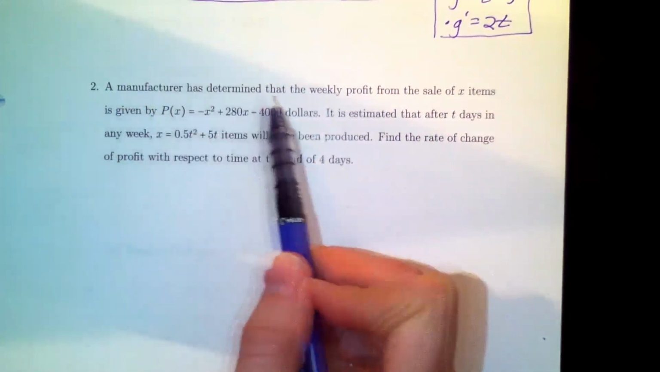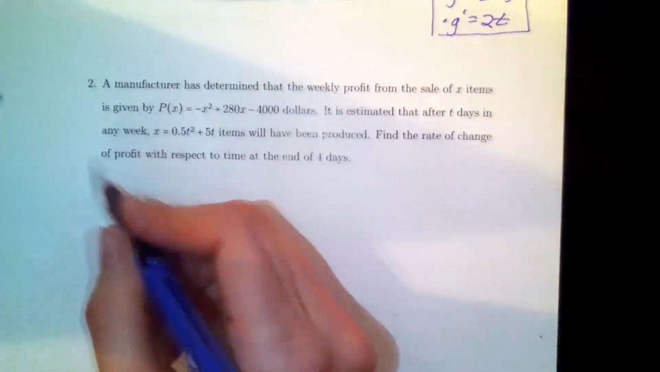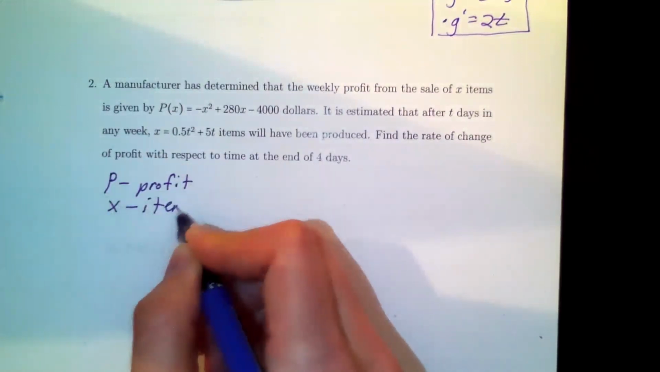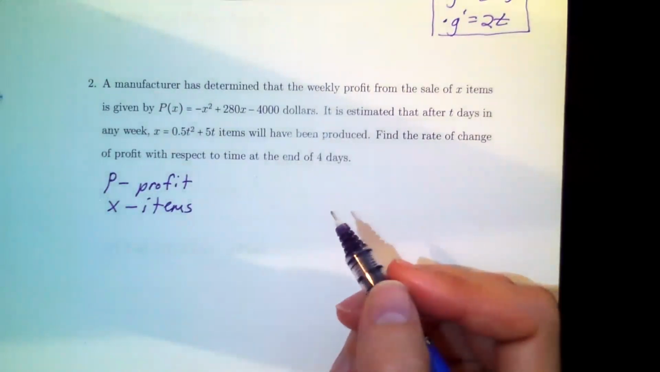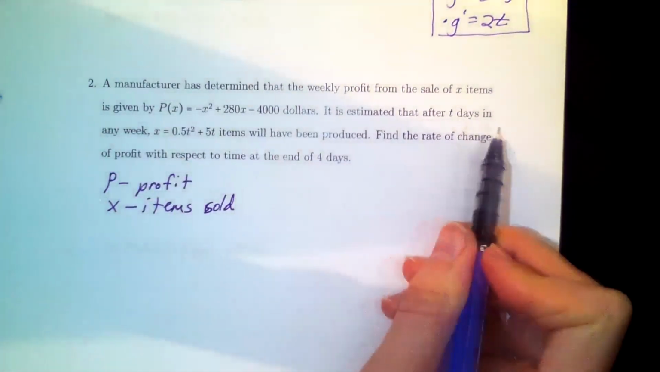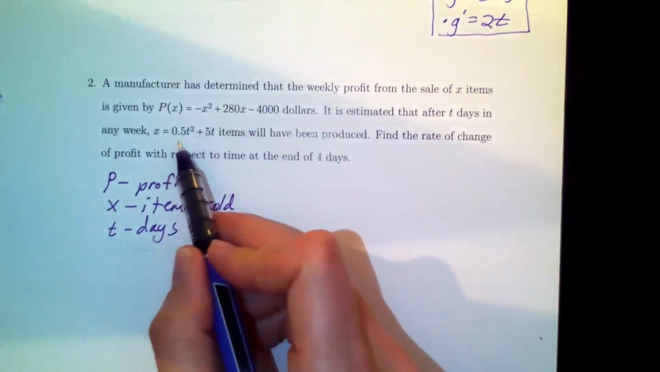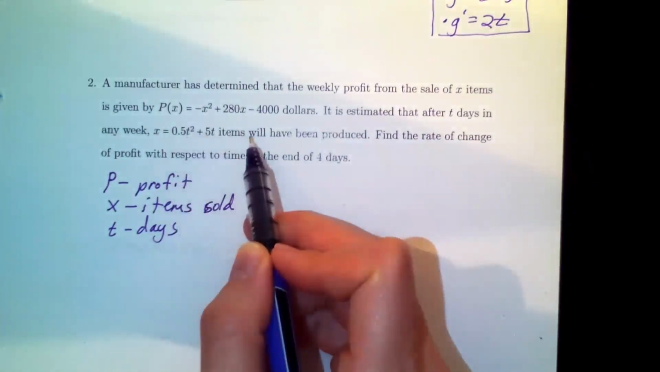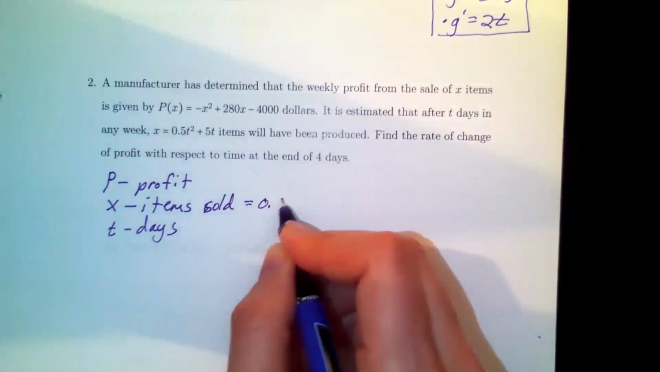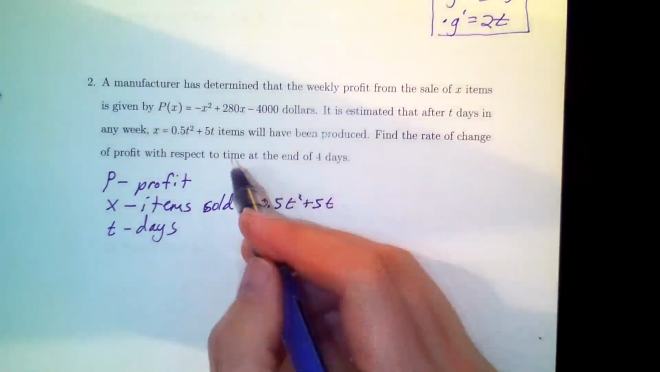A manufacturer has determined that the weekly profit from the sale of x items is given by P. So P is profit and x is items. So let's keep a log here. P is profit and x is the number of items that's being sold. Items sold. It is estimated that after t days in any week, so t is the number of days, that x equals 0.5t squared plus 5t items will have been produced. So we have a formula for the number of items. It's going to be 0.5t squared plus 5t, where t is in days. So I have a formula to generate how many items I'll have at any given time.